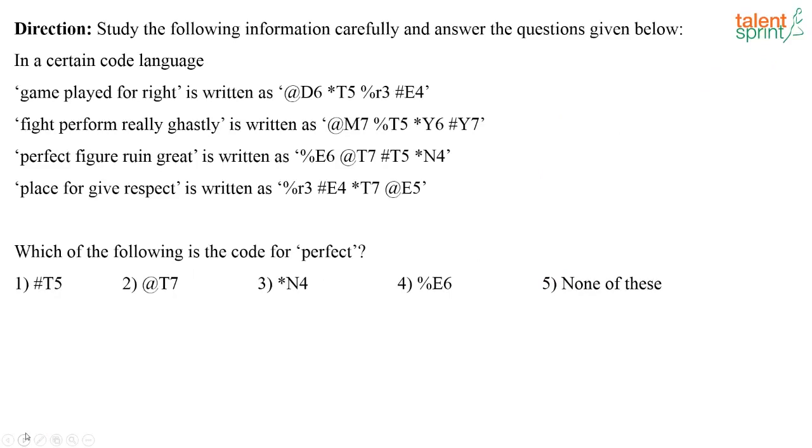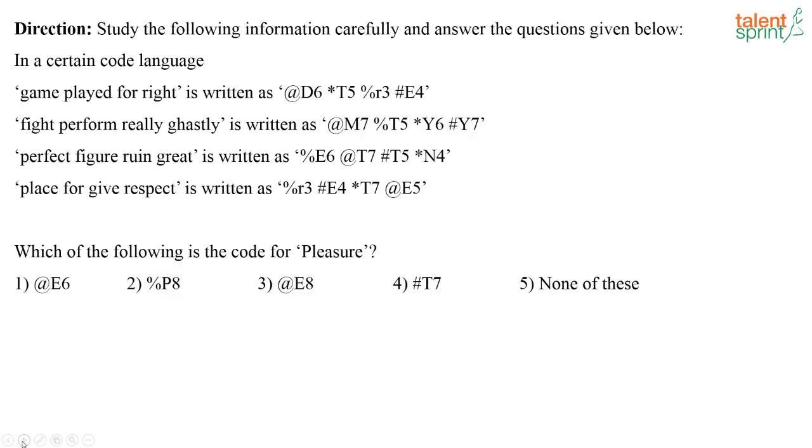Next one. Which of the following is the code for perfect? So what is the code for perfect? How many letters are there in this word? 1, 2, 3, 4, 5, 6, 7. So 7 letters are there in this word. And what is the last letter? It is T. And what is P coded as? P is coded as @ of, right? So this is the answer that we are looking at. That is option 2.